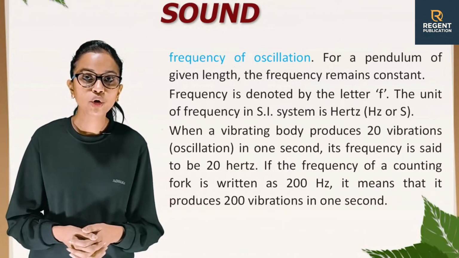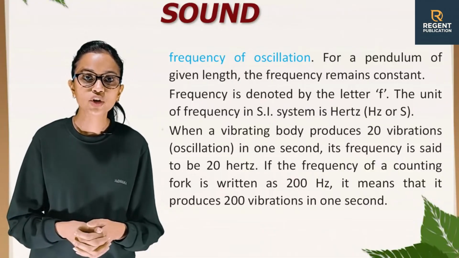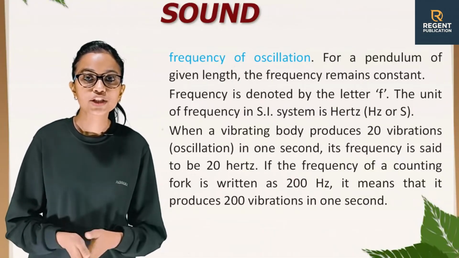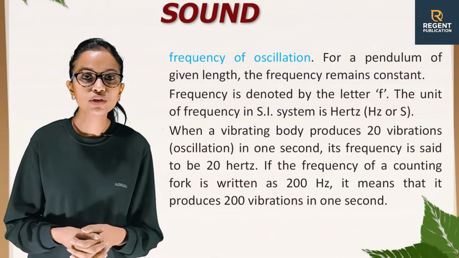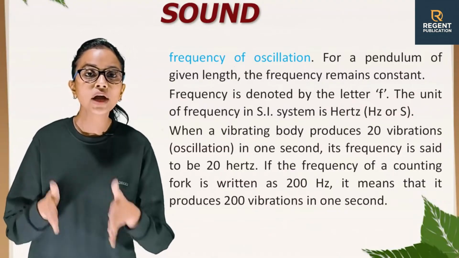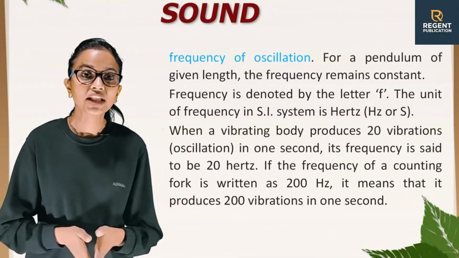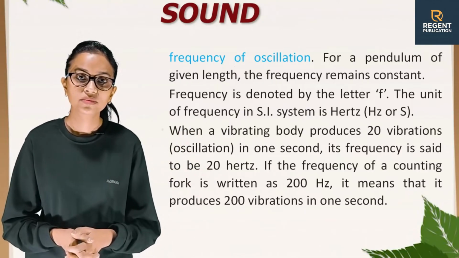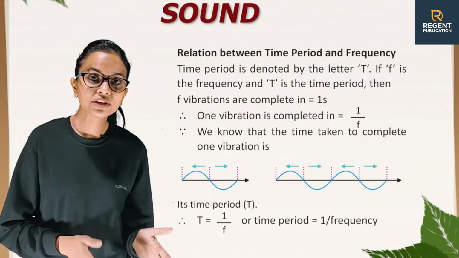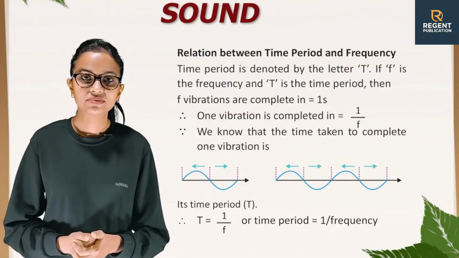When a vibrating body produces 20 vibrations, or oscillations, in 1 second, its frequency is said to be 20 Hz. If the frequency of a tuning fork is written as 200 Hz, it means that it produces 200 vibrations in 1 second. Relation between time period and frequency.